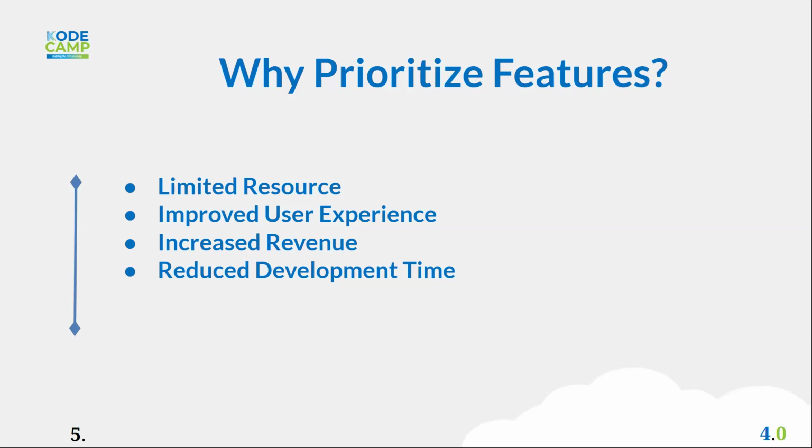So when you prioritize your features very well, you are able to know, okay, when we bring in these features first, we'll be able to attract more users to our product, and so make more profits in order to develop other features. Then you have reduced development time. You streamline your development time by focusing on the most crucial features first and leaving the other ones for later updates or later development.